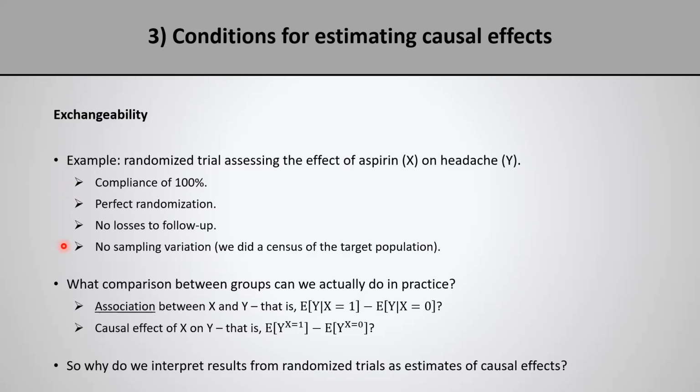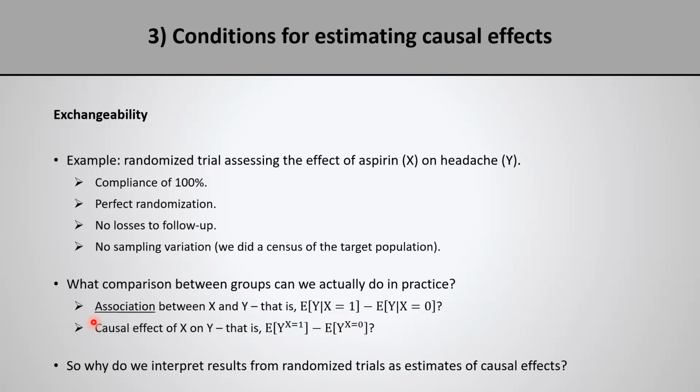In this situation, let us think about the following question. What comparison between groups can we actually do in practice? The association between the exposure and the outcome, or the causal effect of the exposure on the outcome? By association, we mean that we are comparing the average outcome in the exposed group to the average outcome in the unexposed group. For a causal effect, we would be comparing the average outcome had the entire population been exposed to the average outcome had the entire population been unexposed.